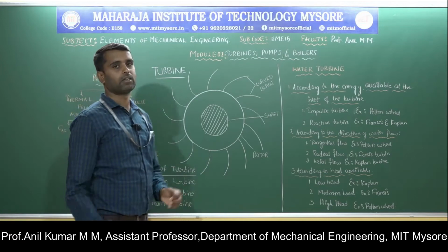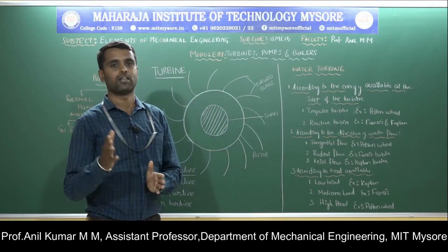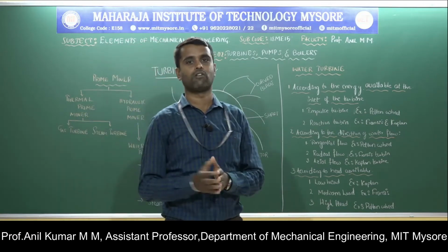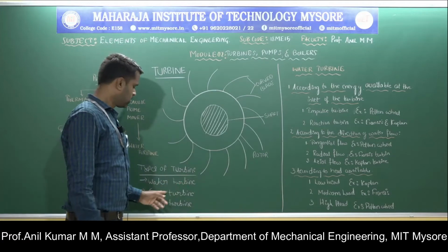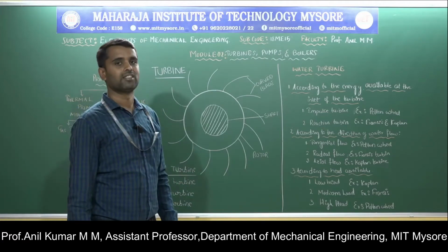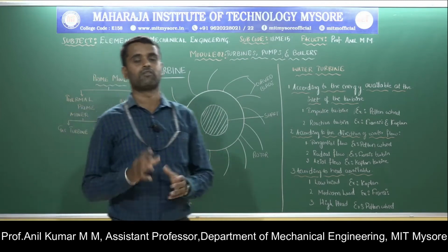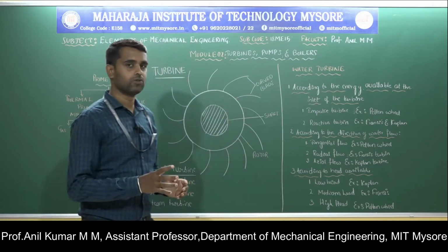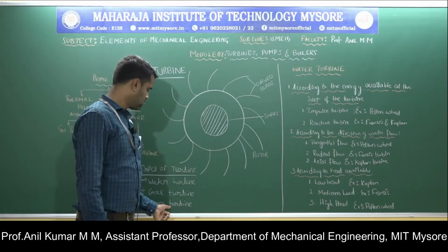Gas turbine is nothing but it converts the heat energy of the hot gases into mechanical energy. Hot gases are produced by the combustion of the fuel, and they carry that heat energy. That heat energy of the hot gases is converted into mechanical energy, that is called a gas turbine. Steam turbine is nothing but the heat energy of the steam is used to run the turbine and it is converted into mechanical energy, that is called a steam turbine.